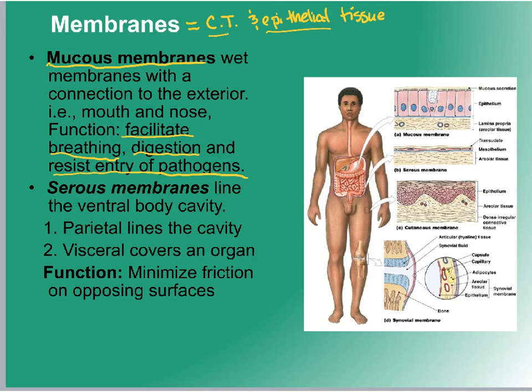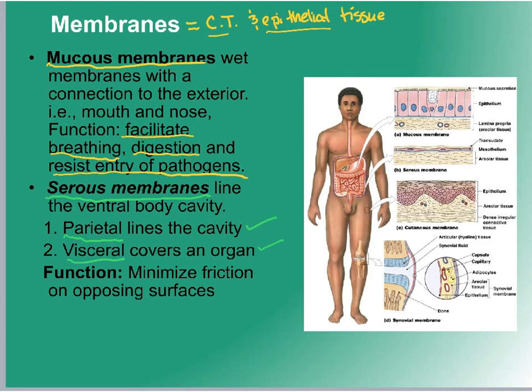We learned about serous membranes early on in the semester, and remember, those are membranes that line the ventral body cavity. And remember that the parietal serous membranes, they line the cavity itself, and the visceral serous membranes cover the organs. So think about if we were to take the lungs out of the thoracic cavity, the thoracic cavity would be lined in a parietal serous membrane, and the lungs itself would be covered in a visceral serous membrane.